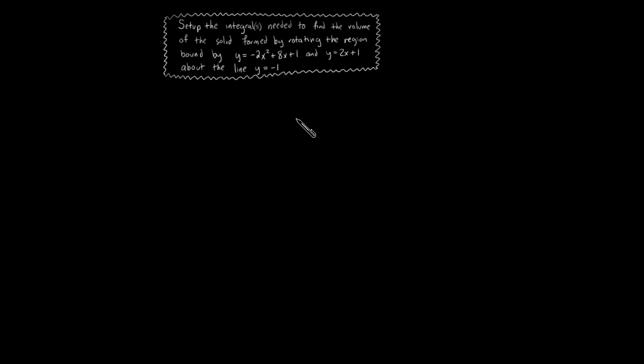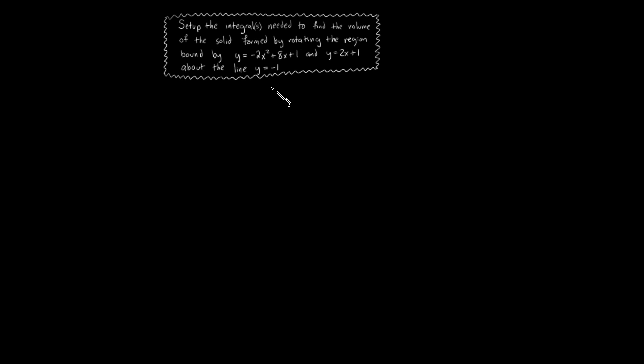Okay, in this problem we need to set up whatever integrals might be needed to find the volume of the solid formed by rotating the region bounded by these two curves, y equals negative 2x squared plus 8x plus 1 and y equals 2x plus 1, about the line y equals negative 1. So we're finding a volume of revolution.